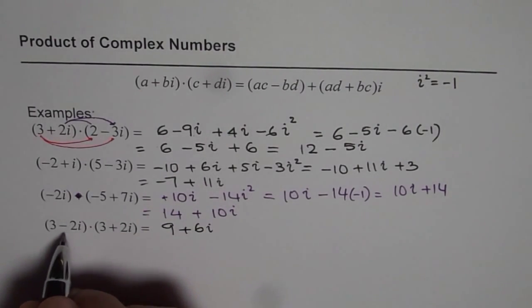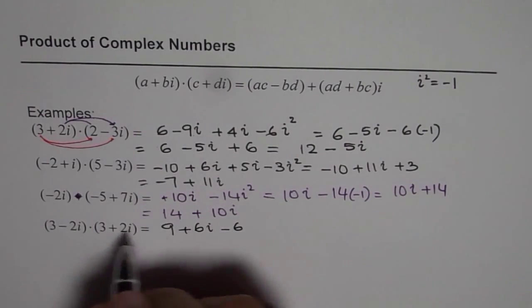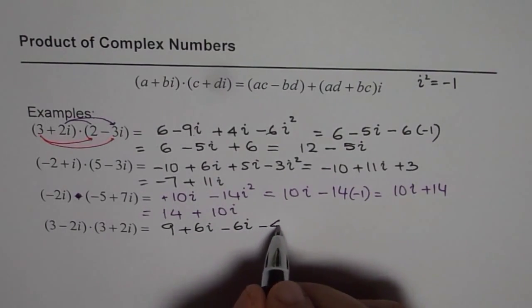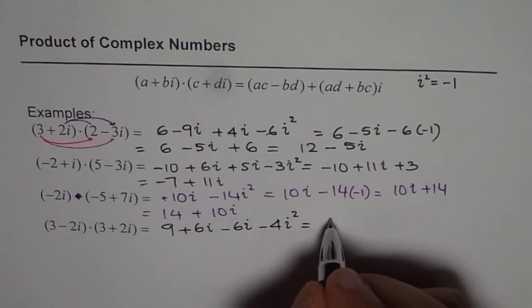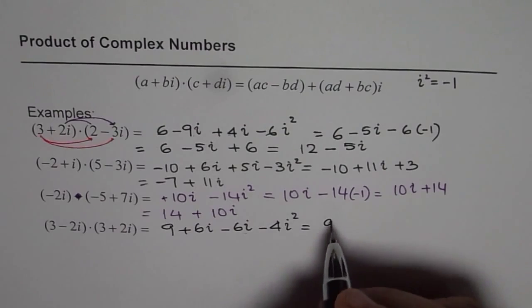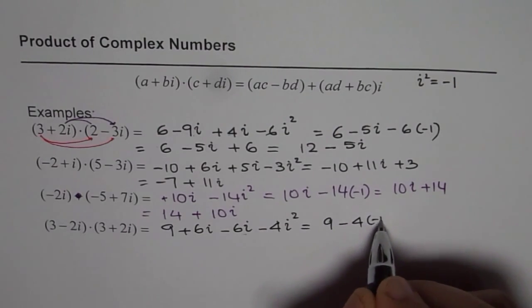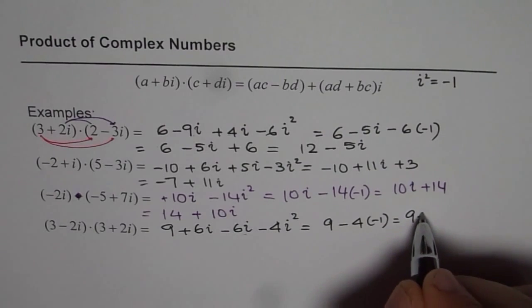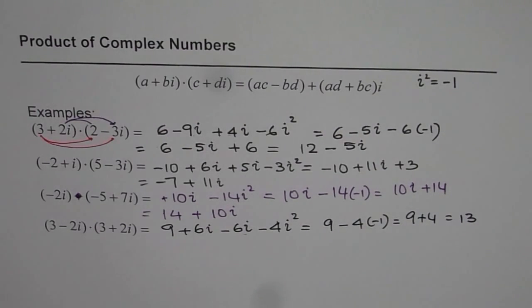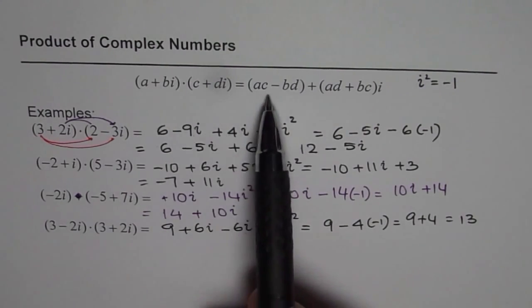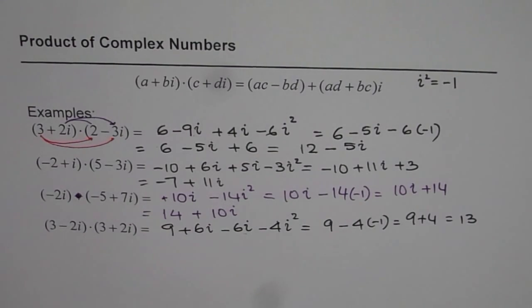Let's multiply them now by −2i. So −2 times 3 is −6i, and that gives us −4i². So it is 9. 6i minus 6i is 0. And here we have −4 times −1, which is plus 4, right? 9 plus 4, which is 13. So as expected, when you multiply the conjugate, we get the sum of squares of the real terms, right? So that is how we actually do product of complex numbers. I think these examples show you clearly that it's not very important to remember the formula, right? Just expand and simplify. Thank you.